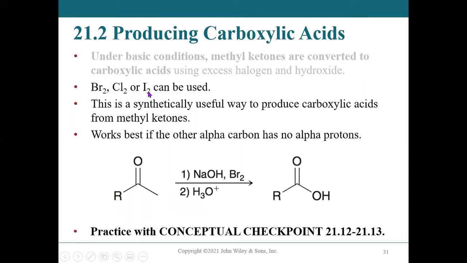Br2, Cl2, and I2 can be used. This is a synthetically useful way to produce carboxylic acids from methyl ketones. It works best if the other alpha carbon has no alpha protons.